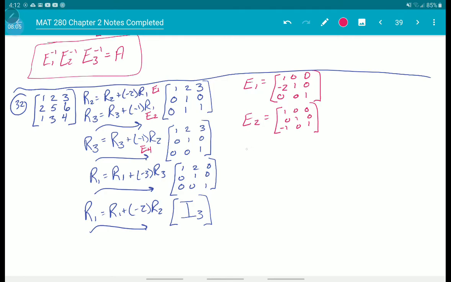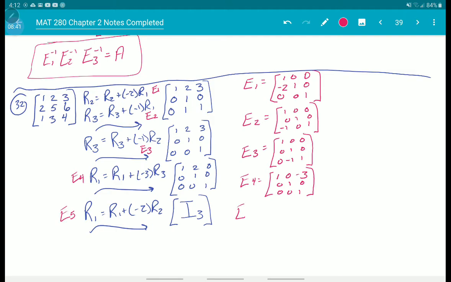E4, just kidding, E3. It's going to replace row 3 with row 3 plus negative 1 times row 2. E4 is replacing row 1, and then E5 replaces row 1 also.